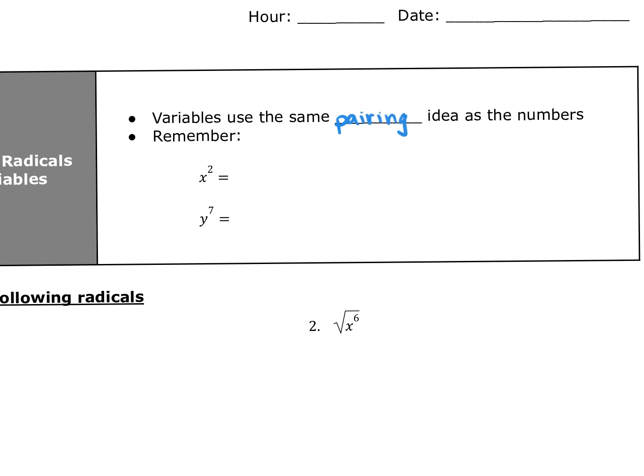As the numbers. So if I have x squared, that really is just x times x. And if I have y to the 7, that would be seven y's. So I'd have 1, 2, 3, 4, 1, 2, 3, 4, 5, 6, 7.